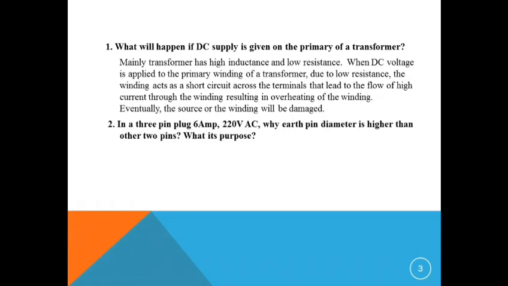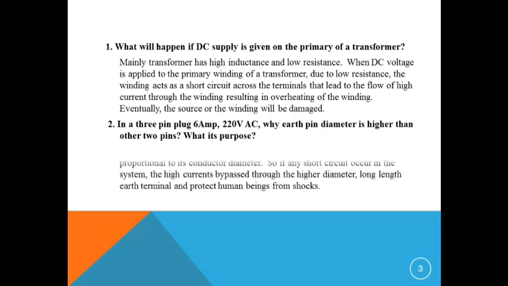When DC voltage is applied to the primary winding of a transformer, due to low resistance, the winding acts as a short circuit across the terminals. That leads to the flow of high current through the winding, resulting in overheating of the winding. Eventually, the source or the winding will be damaged.